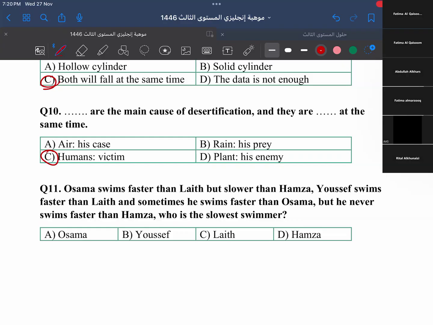I think it's C because of the structure of the sentence, they used "are", so it's going to be plural. So yes, excellent. As you said, since they mentioned "are", it should be plural. And actually, the only fitting answer, logically, is C. The others do not really fit the context. So C is the right answer: Humans are the main source of desertification, and they are victims at the same time.